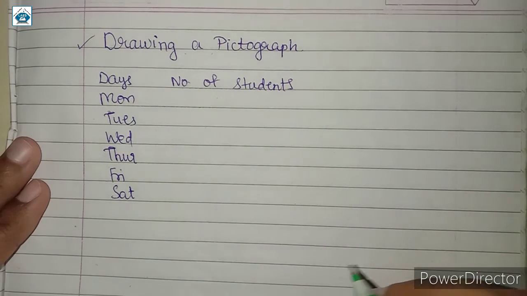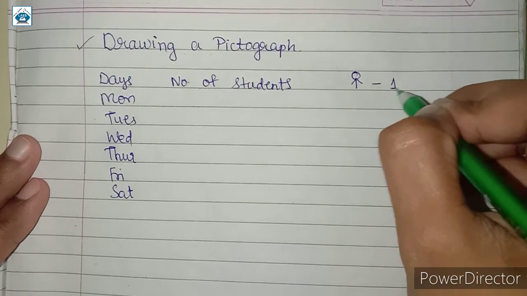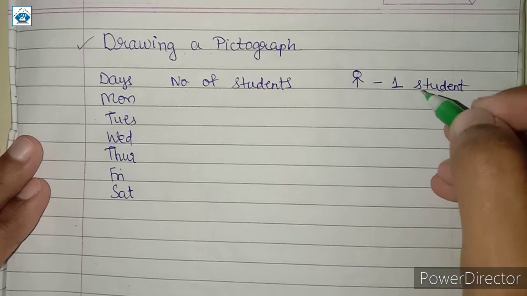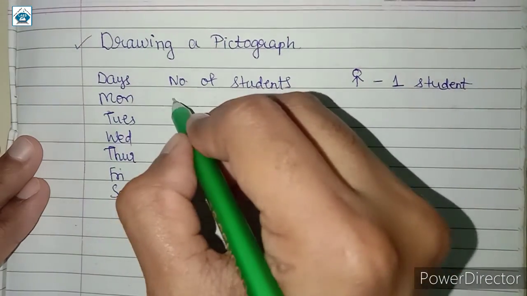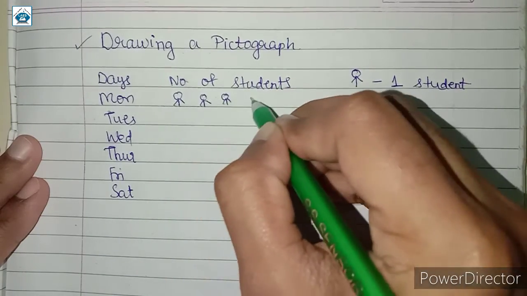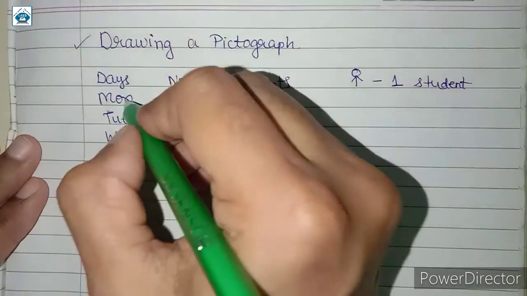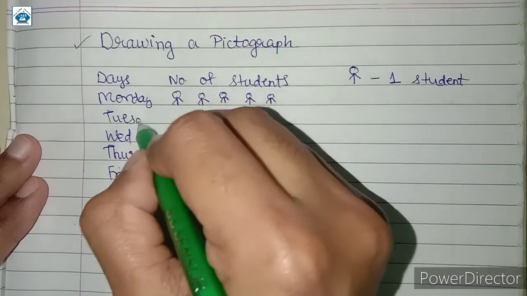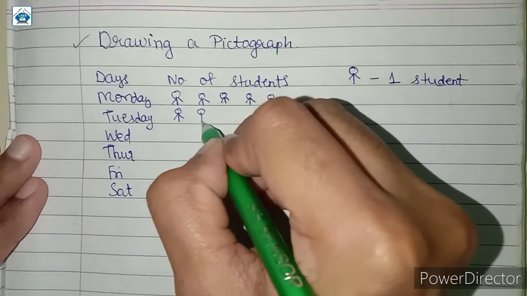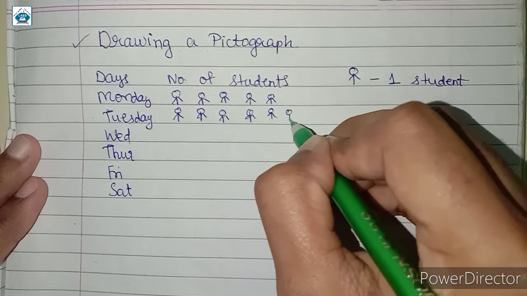So how will we represent it? I am using this symbol to represent one student. Now I told 5 students were present on Monday. How will I represent it using a pictograph? In this way I will draw 5 such symbols. Then I can say that 5 students were present on Monday. Next, for Tuesday, 6 students were present. So here 1, 2, 3, 4, 5 and 6.